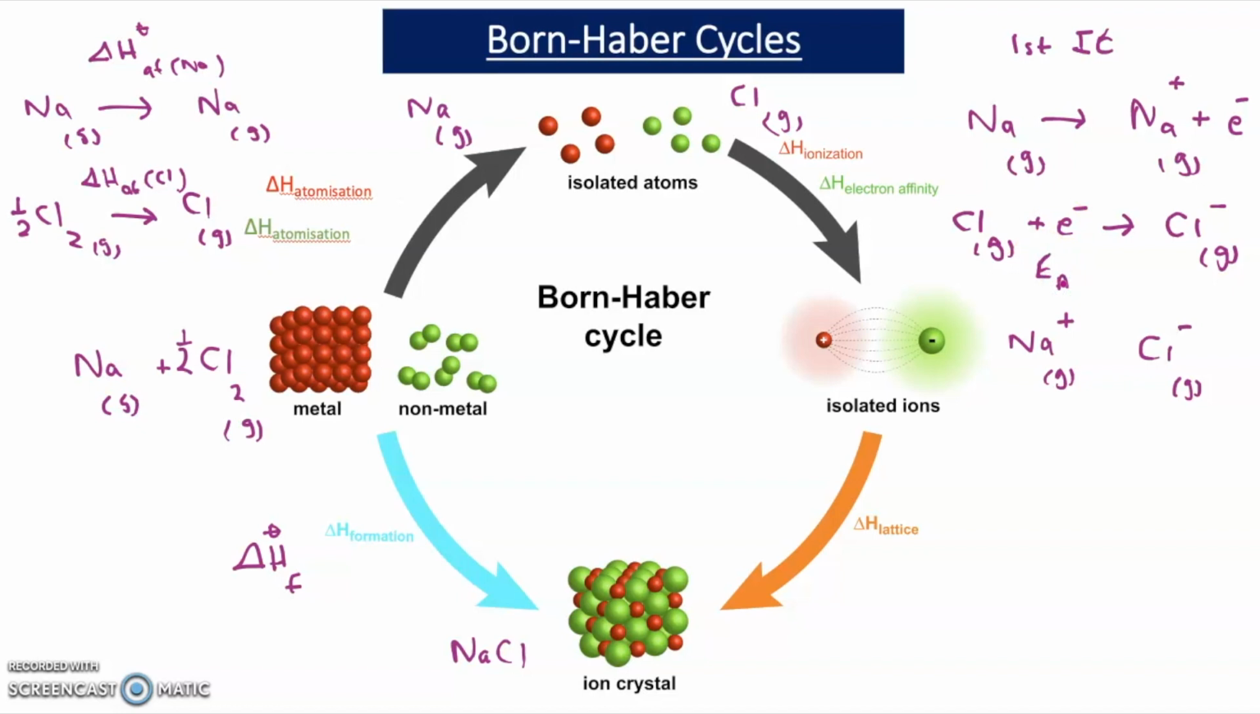Now, to complete my cycle, I need electron affinity. This is the enthalpy change that occurs when 1 mole of gaseous negative ions are formed from gaseous atoms of a substance by gaining electrons.